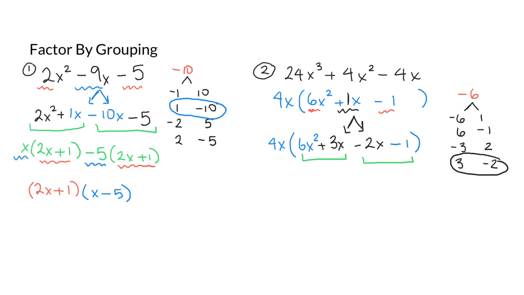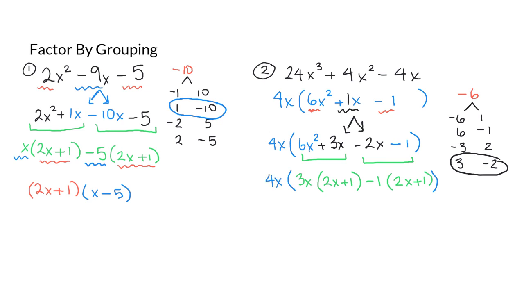The first two terms have a GCF of 3x. If we divide both of those terms by 3x, we would get 2x plus 1. The second two terms have a GCF of -1. If we divide out -1, we would get 2x plus 1 again. So we have that whole thing in parentheses with the 4x we took out at the beginning in front.